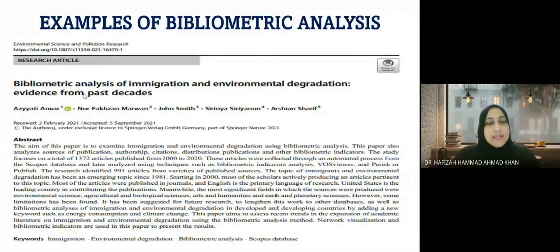So this is an example of bibliometric analysis. This one article was published in Environmental Science and Pollution Research. It's a Q1 journal, focusing on the bibliometric analysis of the topic immigration and environmental degradation. So the topic can be anything as long as you are doing the bibliometric analysis on that particular topic. If you are interested to study education, or online learning, or any kind of topic related to your area, you just conduct the bibliometric analysis, follow the procedure, follow the process, and you're able to submit it to a very good journal.